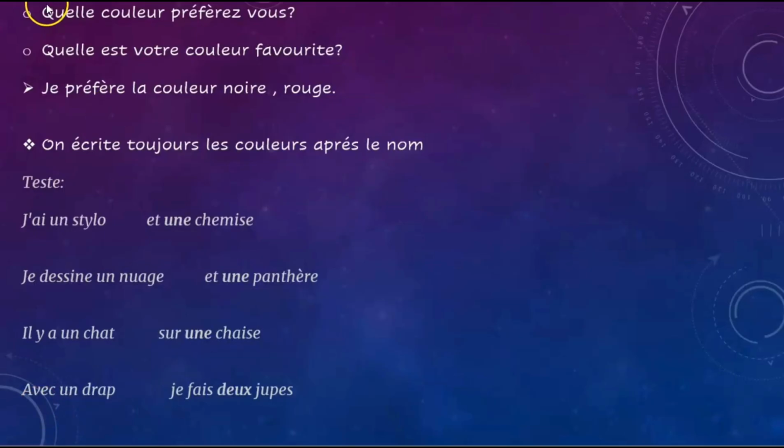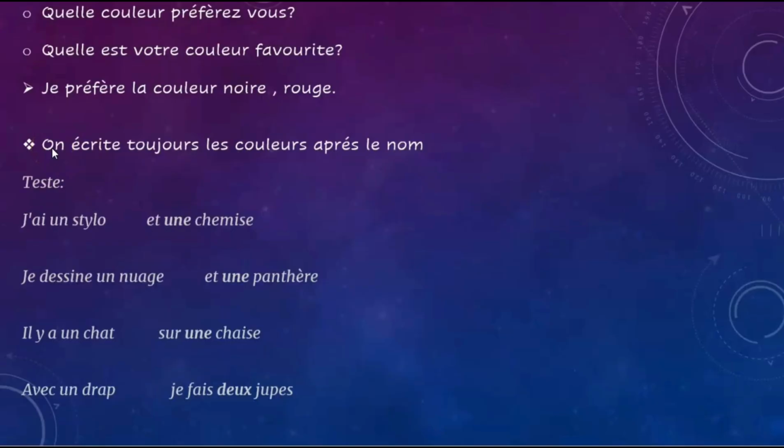The questions are: quelle couleur préférez-vous? Quelle est votre couleur favorite? Which means what is your preferred color or which color is your favorite color. D'accord? You can use this with your friends, family members, and the answer would be je préfère la couleur noire. Je préfère la couleur rouge. It could be as per your choice. D'accord?